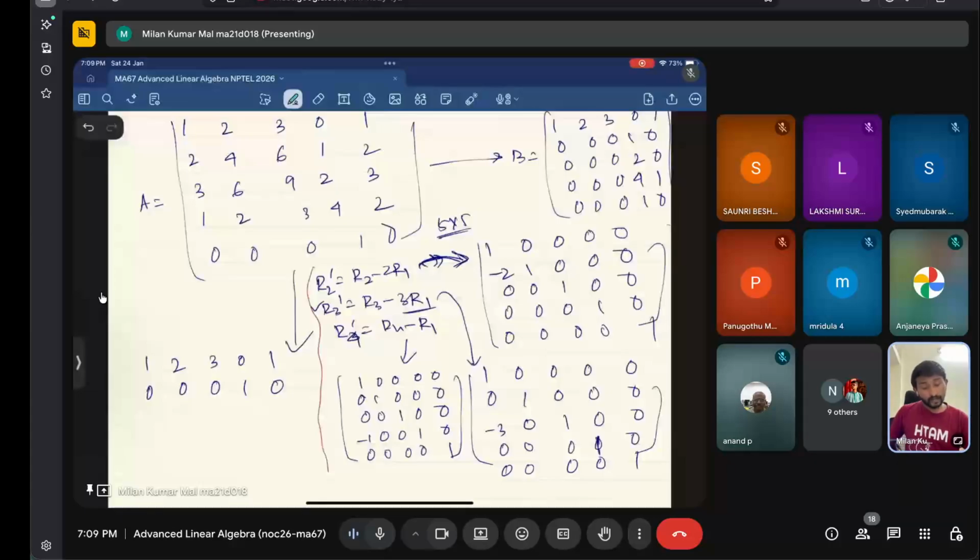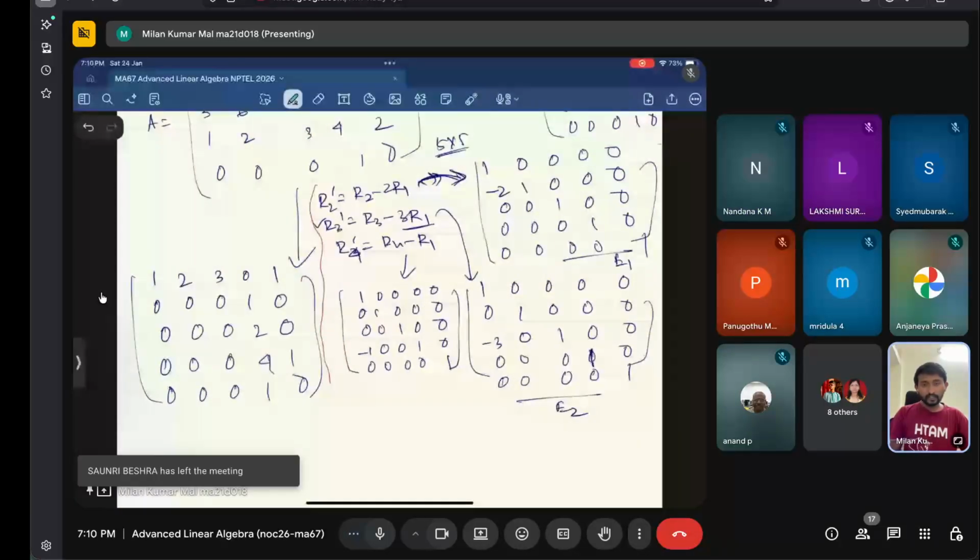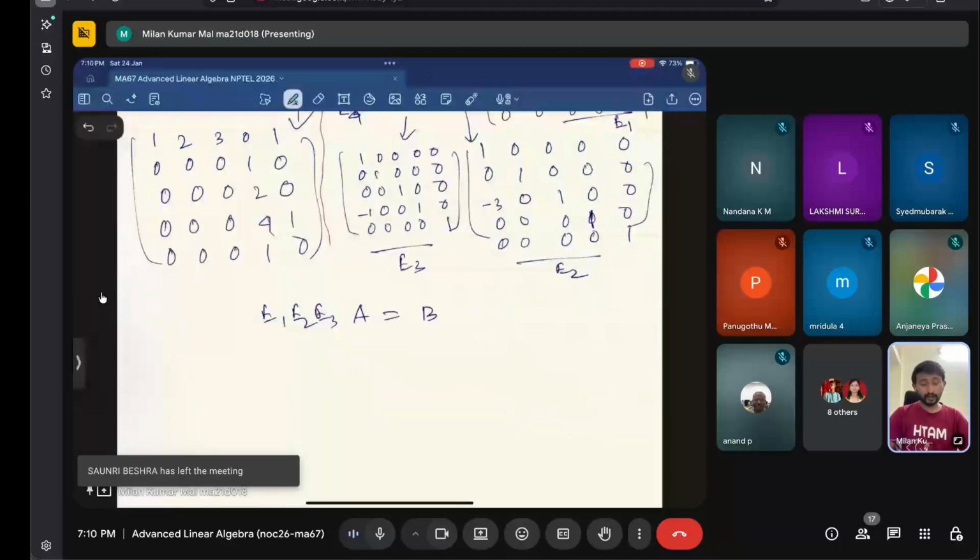Basically, if you write this as the matrix E1, this as the matrix E2, and this as the matrix E3, all of them are square matrices, and E1, E2, E3 multiplying A gives B. So if you multiply E1, E2, E3, whatever you get is the same. This is an easy trick that I'm saying right now.